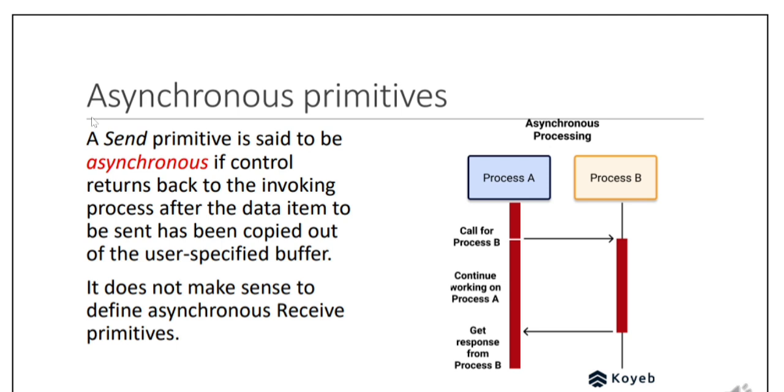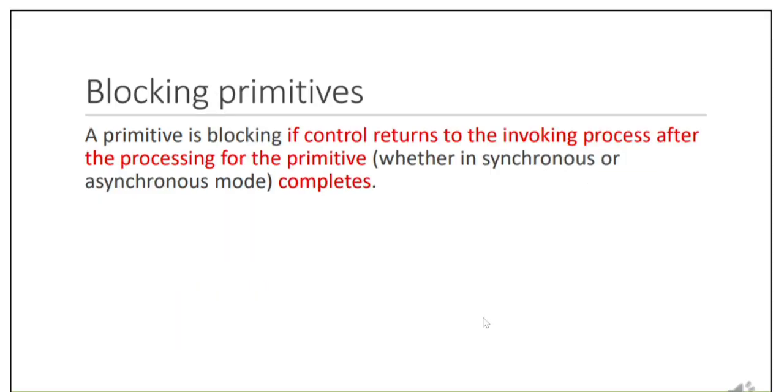Asynchronous communication is just the opposite of synchronous communication. Here is an example: process A calls process B, and the message is copied to process B. Now A starts working on the next process. It is not waiting for the response from B. It starts working on another process. So we can call this an asynchronous network. It does not make sense for asynchronous receive primitives if you don't need to get any responses from process B. Then there is the blocking primitive.